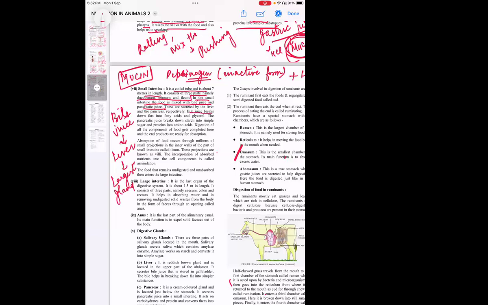So what does bile juice do? It will be breaking down the fats into fatty acids and glycerol. That is called emulsification of fat. So it will be breaking down the big molecules of fat into smaller molecules of fat.